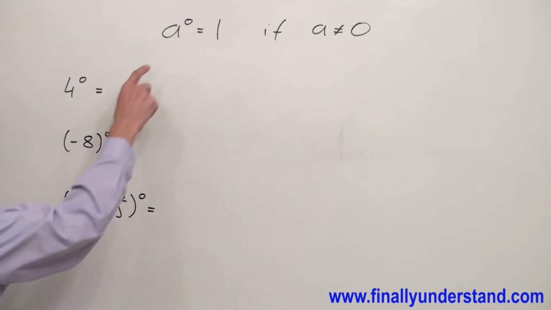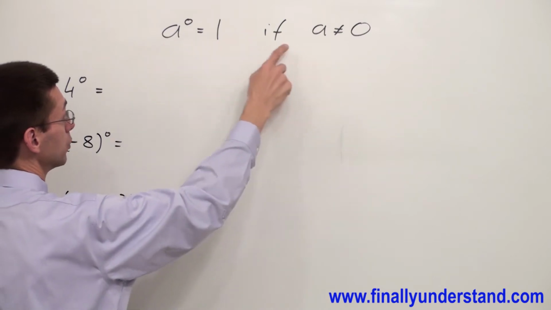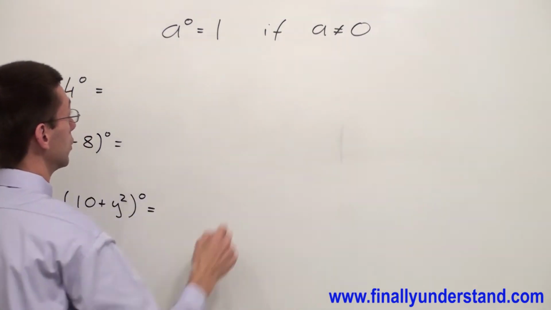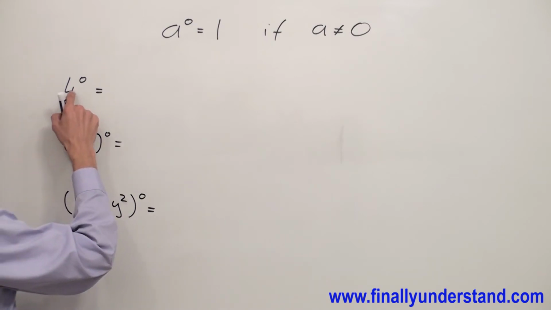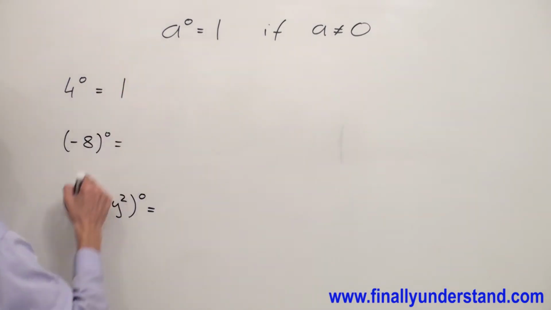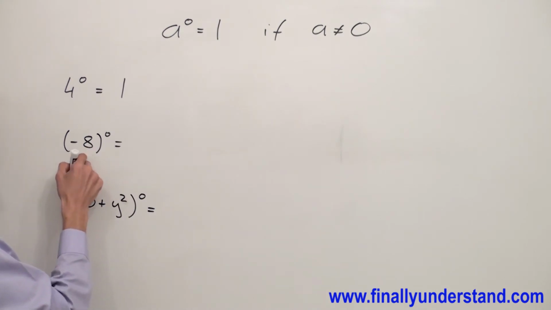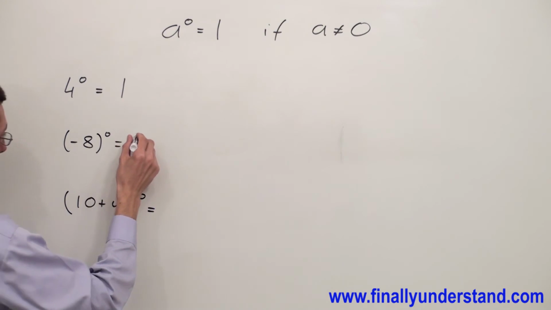Any variable raised to 0, or any number besides 0 raised to 0, is equal to 1. Remember, a cannot be 0. We cannot raise 0 to the 0 power. 4 to the 0 power, according to the rule, is equal to 1. Negative 8 raised to the power 0 is also equal to 1.